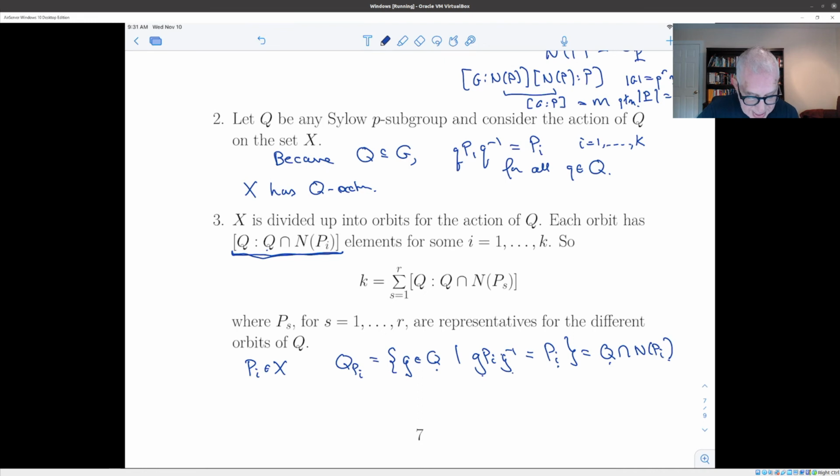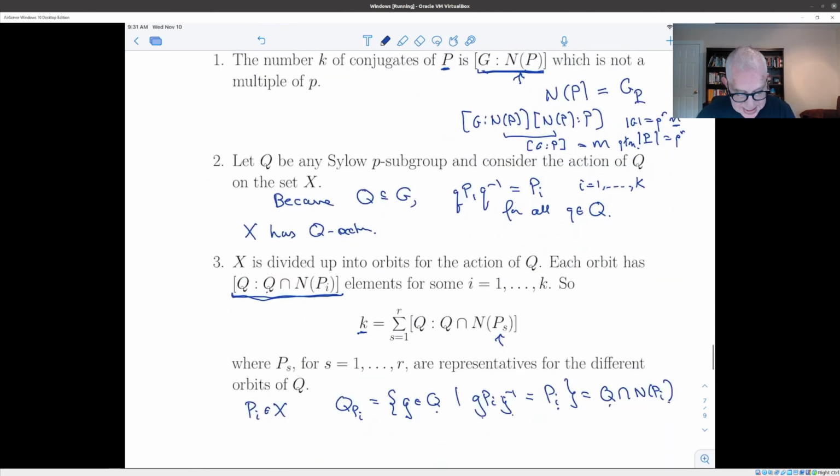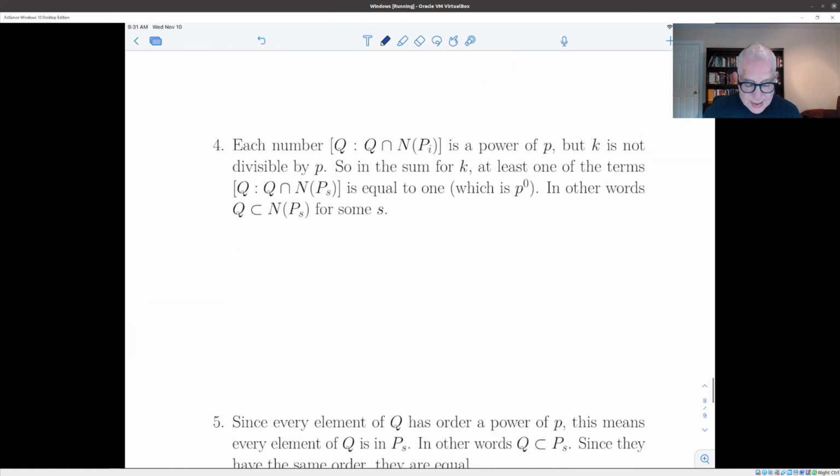And so if we pick representatives for the different orbits, we can write K, which is the total number of elements in the set X, as a sum of the number of elements in each orbit. Standard trick for group actions. But each of these numbers is a power of p, because Q is a Sylow p-subgroup, so its order is a power of p. On the other hand, K is not divisible by p.